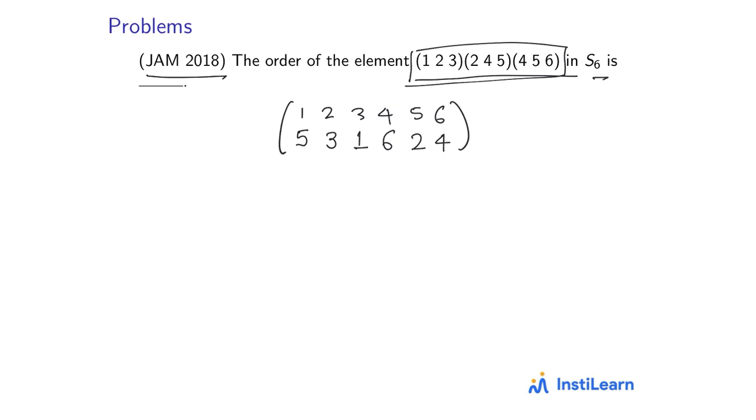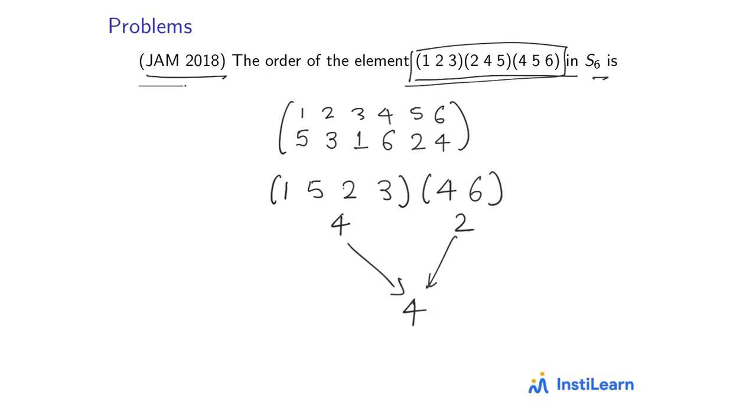Now we write it in terms of disjoint cycles. So you start with 1, 1 goes to 5, 5 goes to 2, 2 goes to 3, and 3 goes to 1. So this is where it stops. Now 1 is there, 2 is there, 3 is there, 4 is not there, so we start with 4 now. 4 is going to 6 and 6 is going to 4. Okay, so all the numbers are there. Now it is in terms of disjoint cycles. This has length 4 and this has length 2. So LCM of 4 and 2 is 4. So the order of the element is 4.